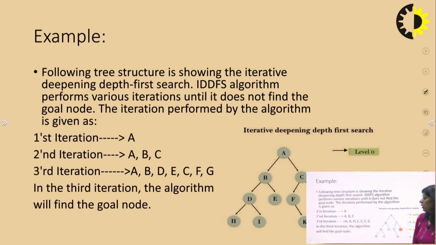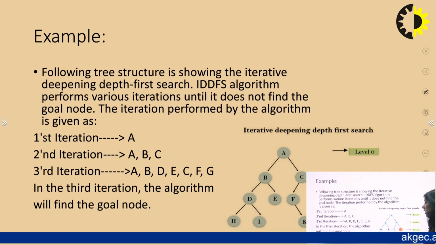So, here we understand the example. This is the example for iterative deepening depth first search. The following tree structure is showing the iterative deepening depth first search. The algorithm performs various iterations until it finds the goal node. The iterations performed by the algorithm are: first iteration, A; second iteration, A B C; third iteration, A B D E, then C, then F, and then G. In the third iteration we can say the algorithm will find the goal node.